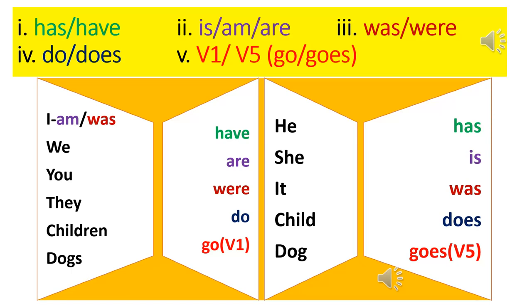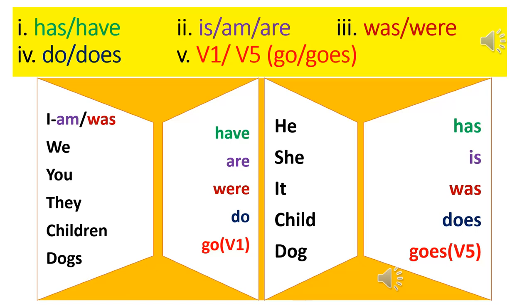Everybody. Come on. 1, 2, 3, go. I am, we are, you are, they are, children are, dogs are. He is, she is, it is, child is, and dog is.